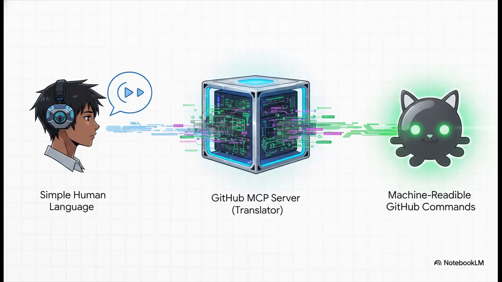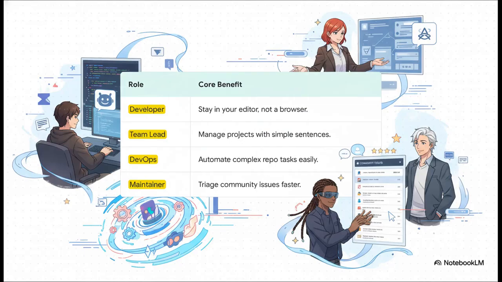You just tell your AI assistant what you need in plain English. Hey, find me this file, or create an issue for that bug. And the server handles all the complicated stuff behind the scenes to make it happen. You get the results without any of the technical headache. It's amazing. And you know, this changes the game for literally everyone on the team.